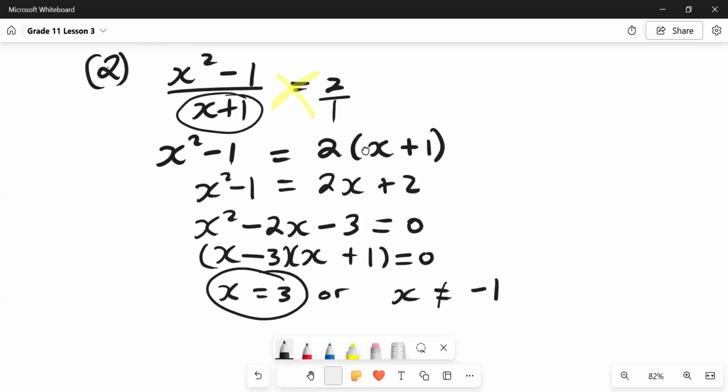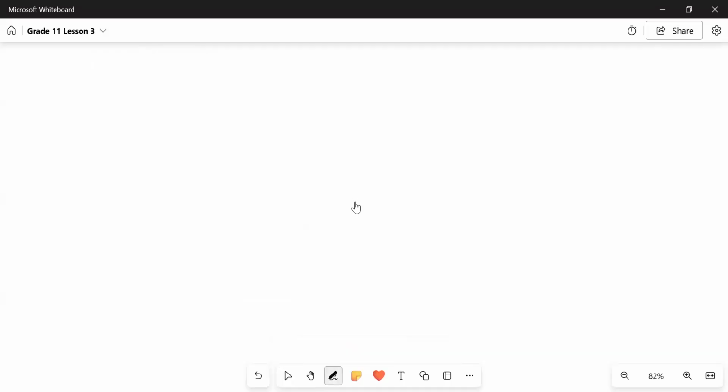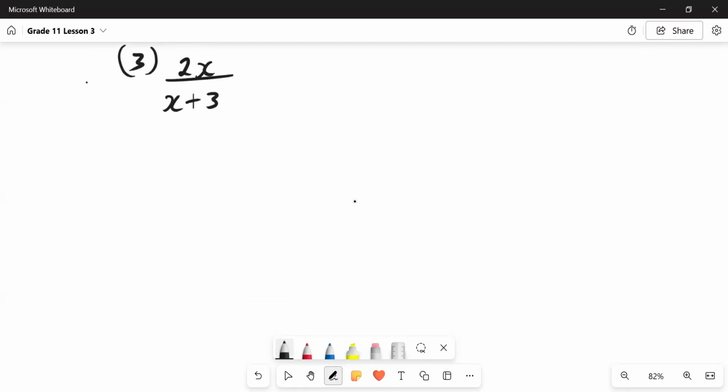Now let's move to example 3. Let's move to example 3 quickly. So for example 3, now we are given 2x over x plus 3 equals... now it's getting serious. They're getting personal now. x minus 3 there equals 3 over 3 minus x.